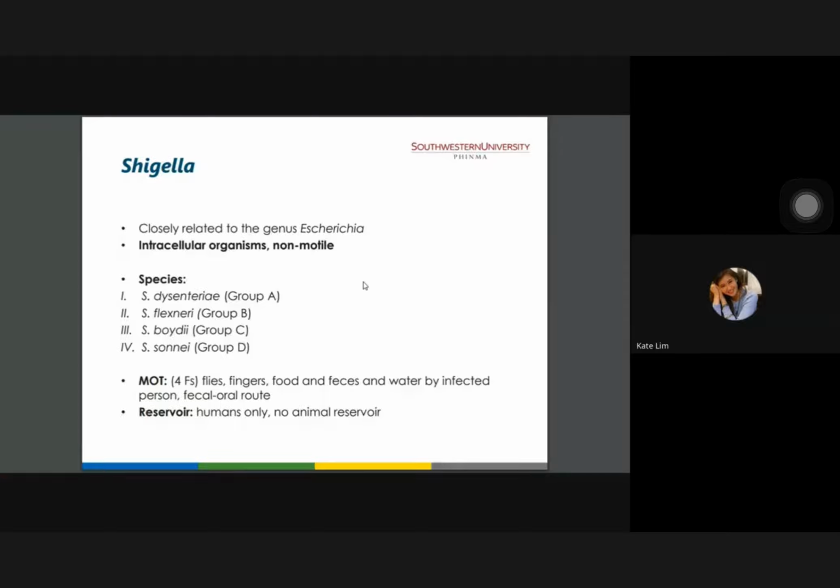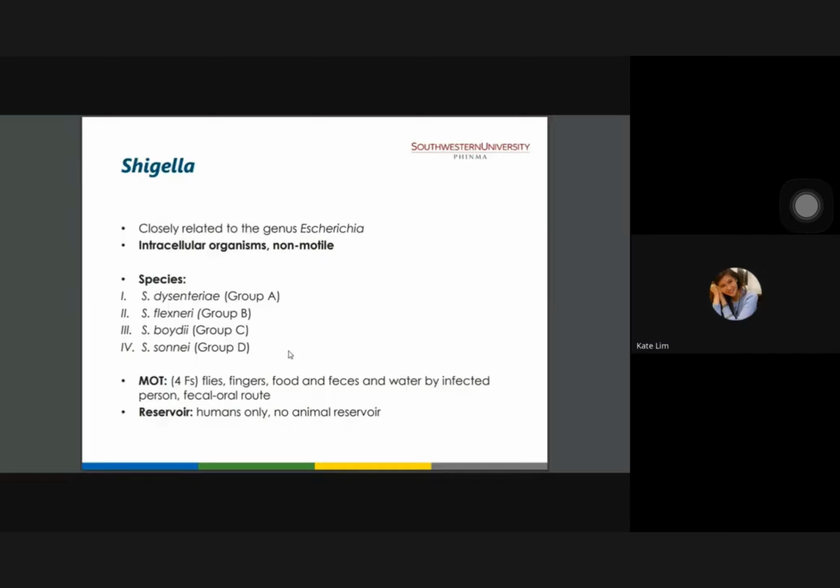Aside from that, Shigella is also capable of invading and living inside the intestinal cells, meaning Shigella, just like Salmonella, has the capacity to hide and live inside the cells. That makes them intracellular microorganisms. Intra means inside, so they can live inside the intestinal epithelial cells. And aside from being non-motile, Shigella does not have flagella. It does not have peritrichous flagella, unlike the other species of Enterobacteriaceae.